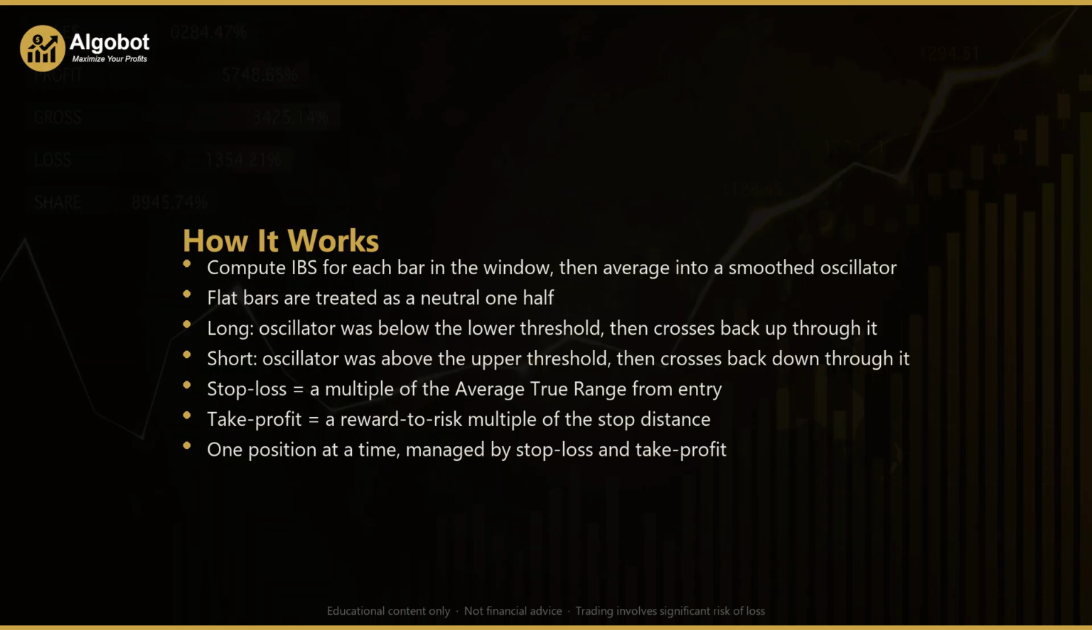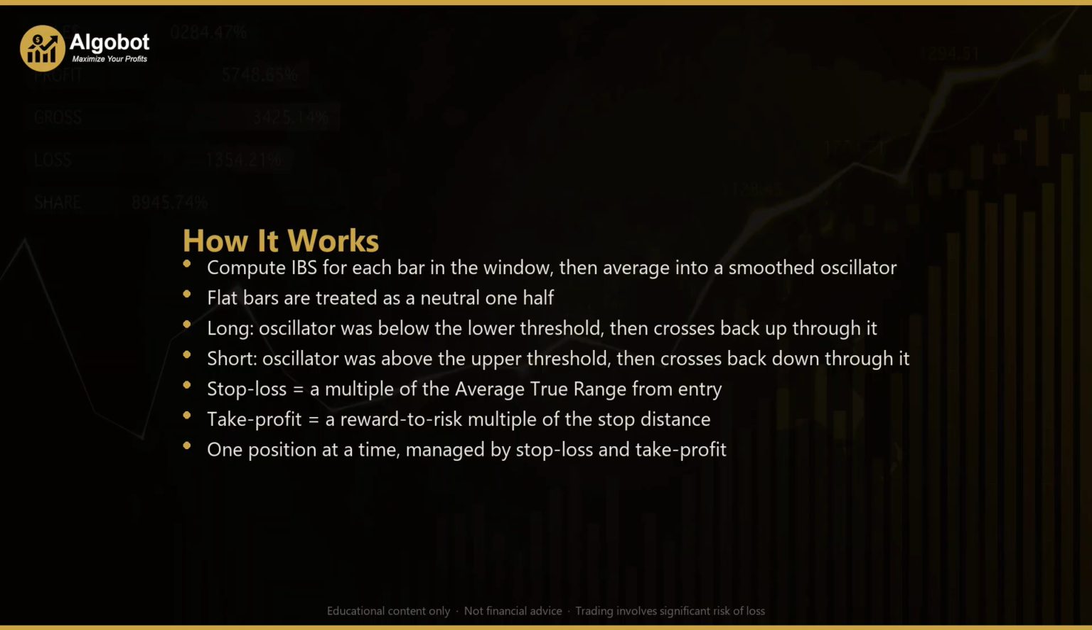Now to the signals. The strategy watches two threshold levels. The lower threshold defaults to 0.35, and the upper threshold defaults to 0.65. A long signal appears when the smooth oscillator was below the lower threshold on the previous bar, and then climbs back up to or above it on the current bar. That upward crossing is the strategy's way of saying the downside pressure appears to be releasing, so it looks to buy. A short signal is the exact mirror.